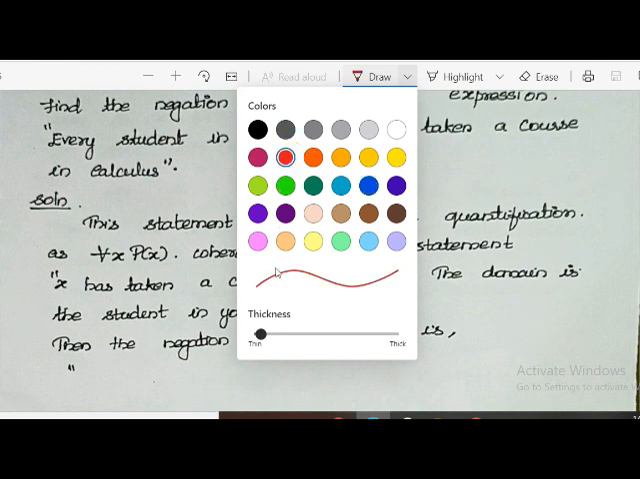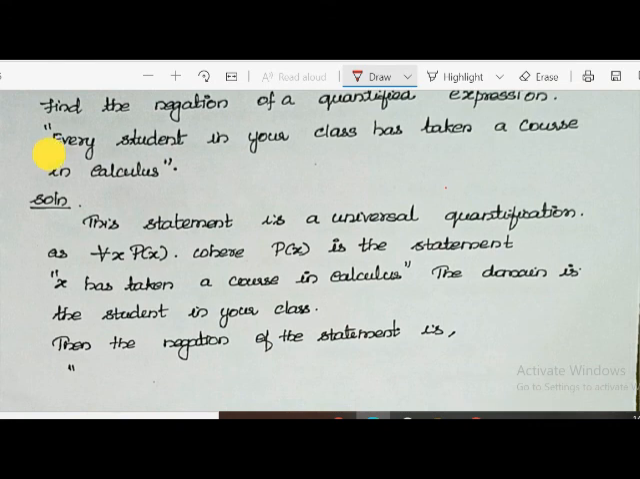So first of all, you think about which quantifier has been applied. Here "for every" is given, which means that "for every" is a quantifier. We know that for every, for all, these are all universal quantifiers.